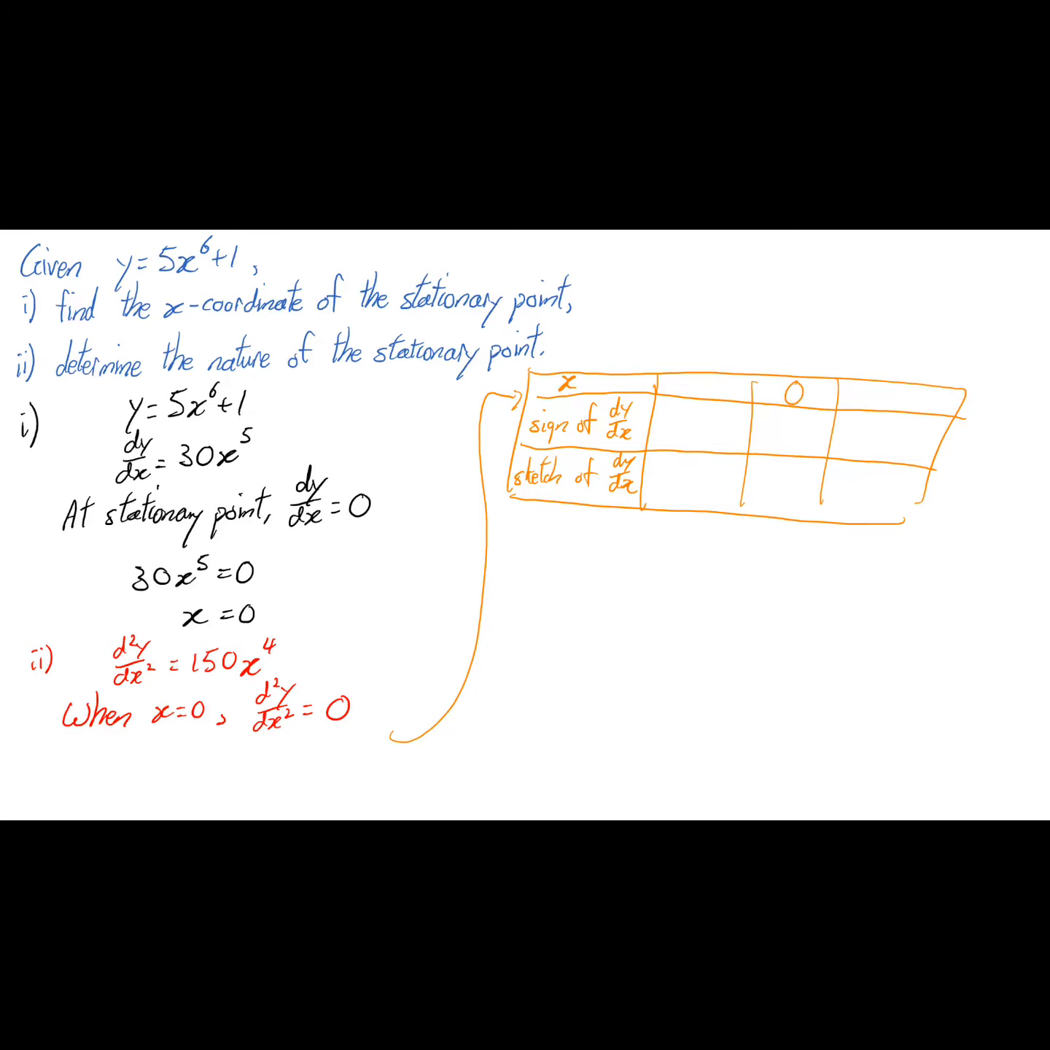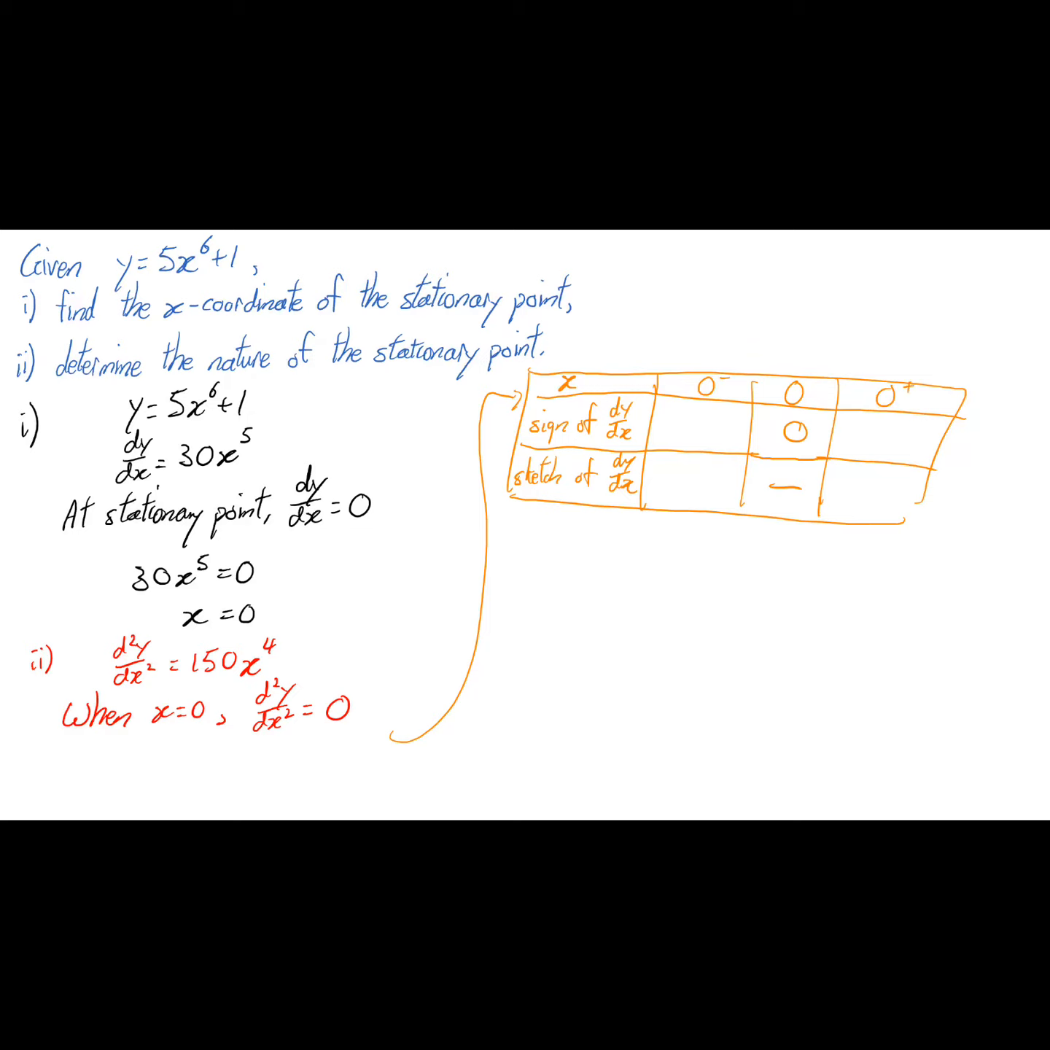The value of x is 0. So when the value of x is 0, the sign of dy/dx is 0 as well. Okay, it's 0 as well. So the sketch is a horizontal line. Now, we need a value slightly less than 0 and a value slightly more than 0.